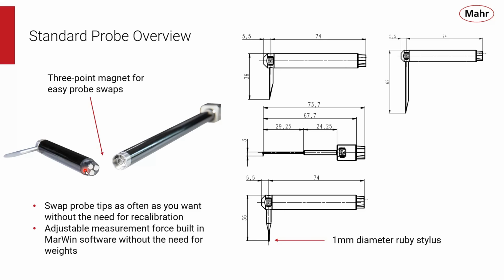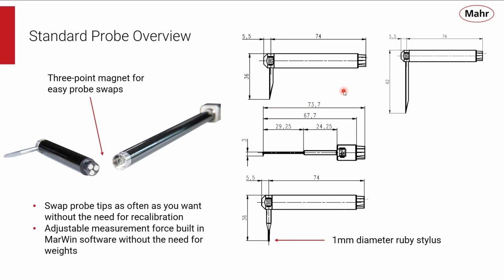There is also an adjustable measurement force built into the Mahr software without the need for weights on your probe. So if your sample requires a bit lower measuring force because you're worried about scratching or deforming your samples, you can adjust that measuring force inside the software without the need for any weights or tools to compensate.